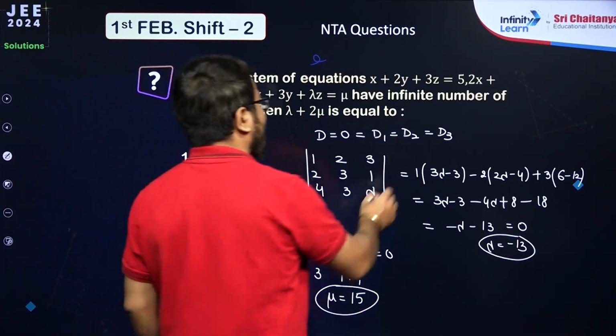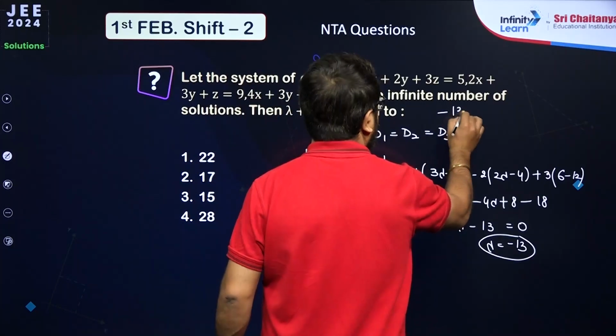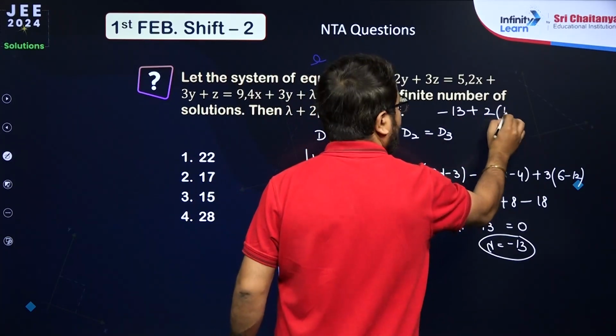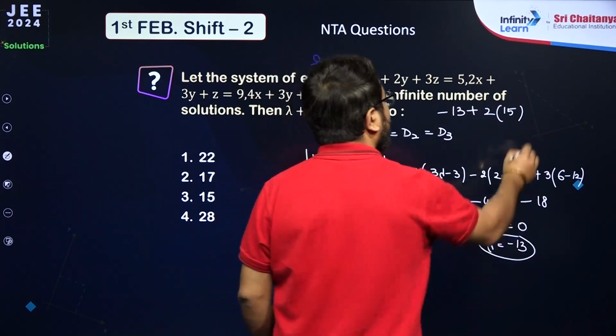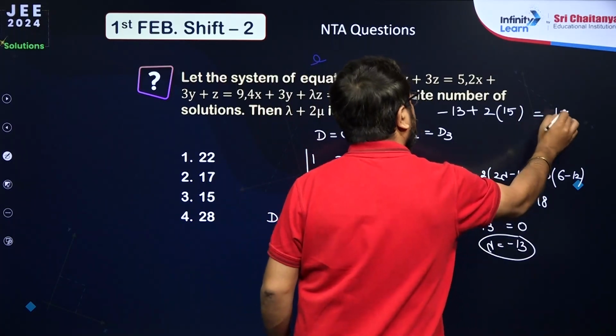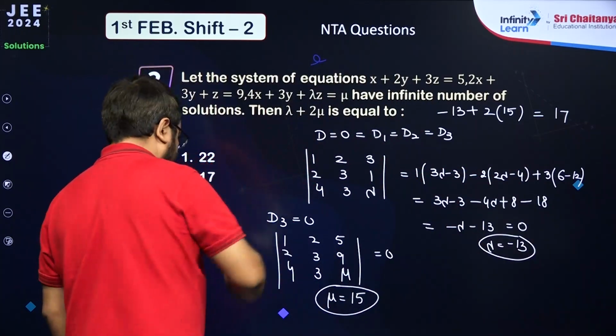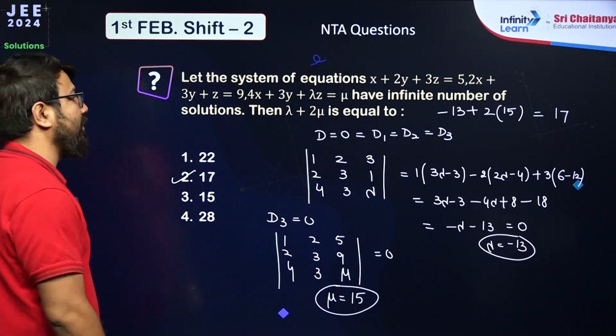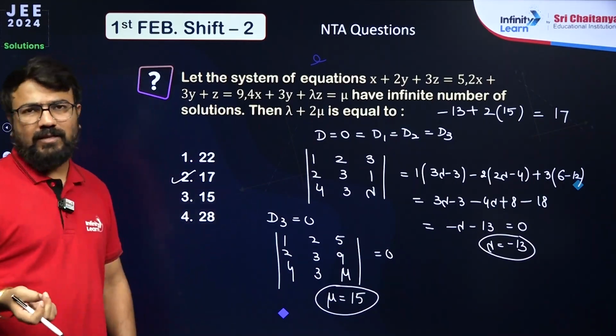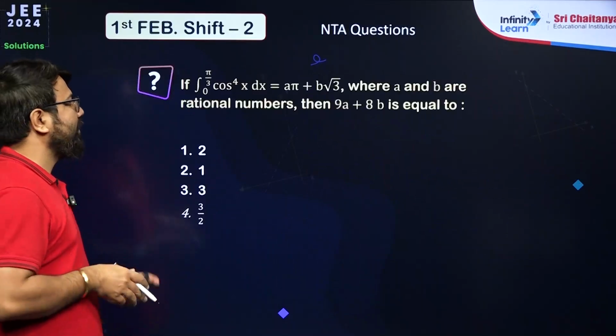After this, they are asking lambda plus 2 mu. Lambda is minus 13 and mu is 15. So 30 minus 13, which is 17. 17 is given to us in the second option. That is why the second option will be the final answer. I hope you understood how we did this problem. That is why we are moving ahead to the next one.